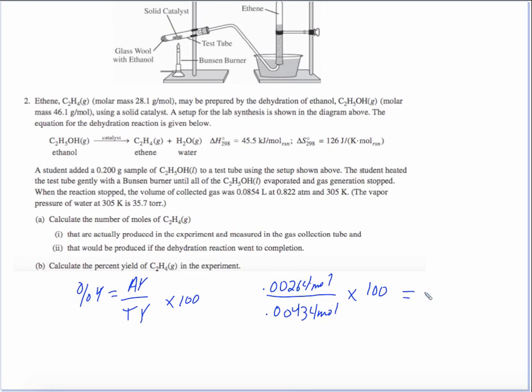So if you do the math, we've got 3 significant digits, so your calculator answer should be rounded to 3. It's 60.8%. Okay, that's the percent yield. All right, that's it on this problem.